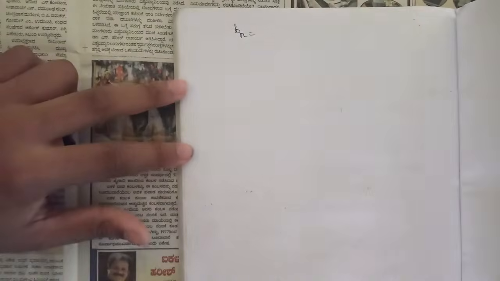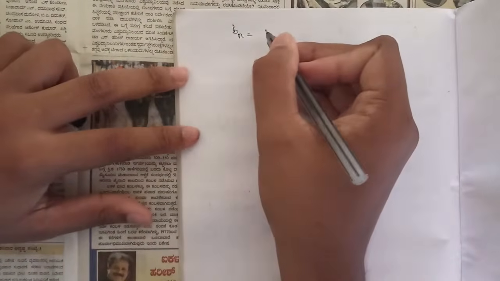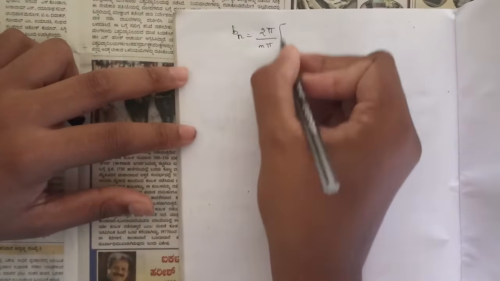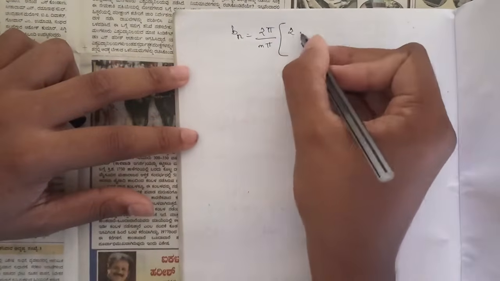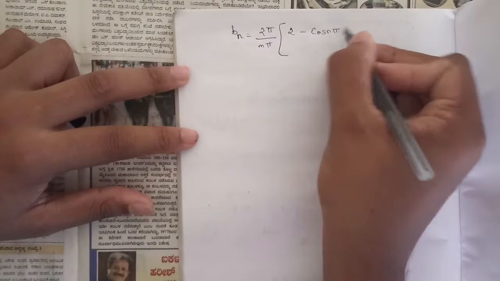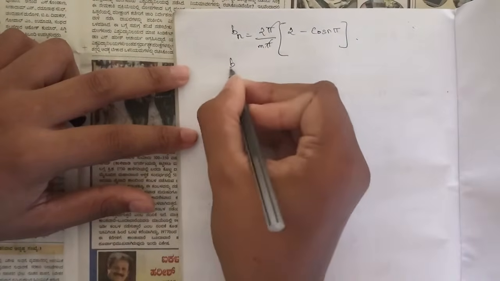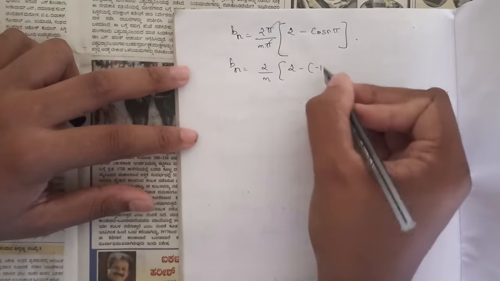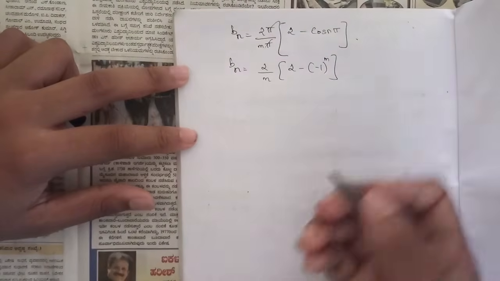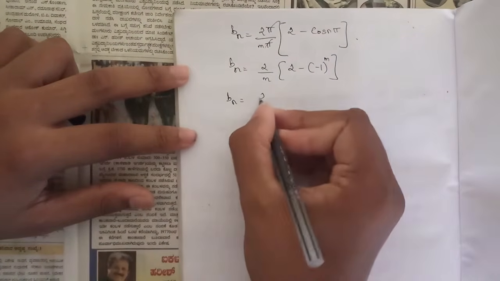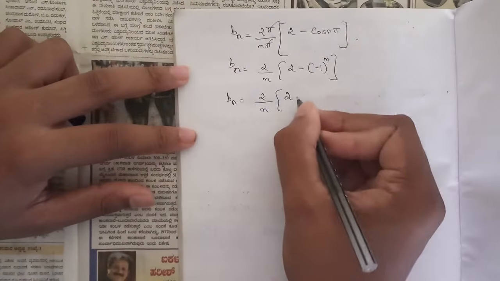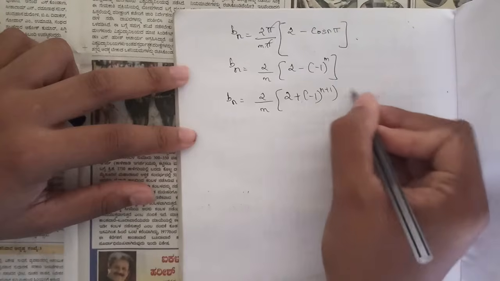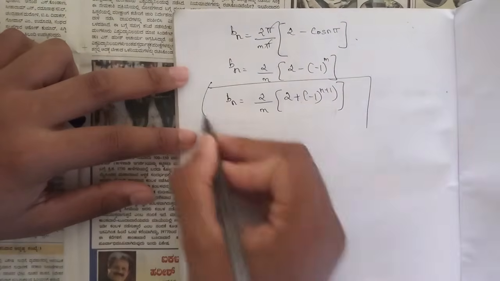We'll continue. So the value of bn becomes, we have to take pi by n outside, that is 2 pi by n pi, it becomes 2 minus cos n pi. This pi gets cancelled, bn equal to 2 by n into 2 minus minus 1 to the power n. The value of cos n pi is minus 1 to the power n. Bn equal to 2 by n into 2 plus the identity we need to use, that is minus 1 to the power n plus 1. So this is the required bn value.